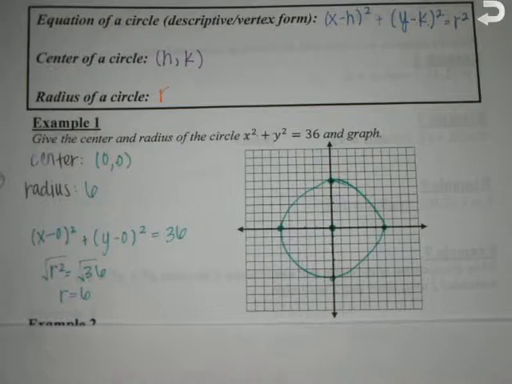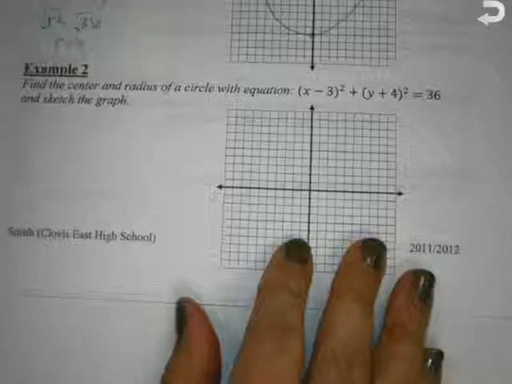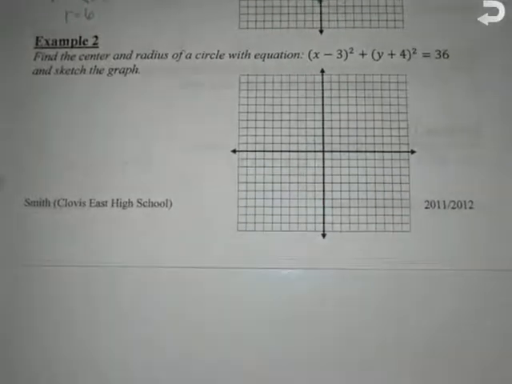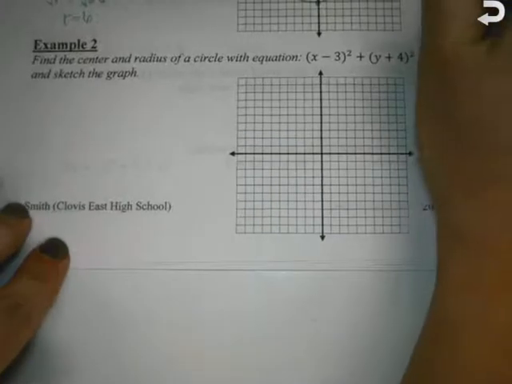Okay, let's try example 2, same thing, really quickly. It is supposed to be equal to 16, not 36, so make that change. So we'll actually be working with a different radius here.